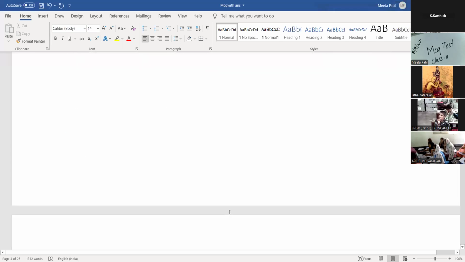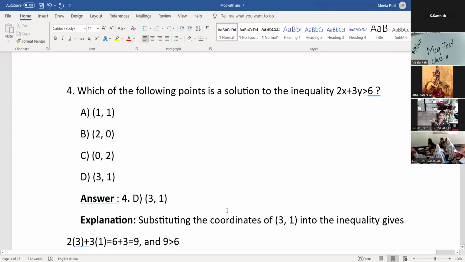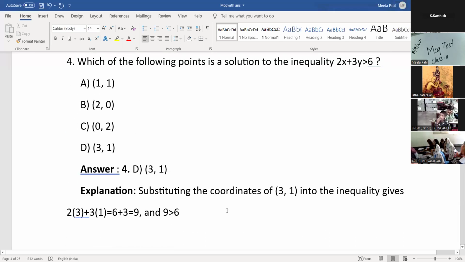Similarly, for the next question, which of the following points is a solution to the inequality? For this one, you have to check all the options. First put the values of x and y in the equation. From here you will get to know which one satisfies the inequality. For the fourth question, the answer is option D, that is 3 comma 1.